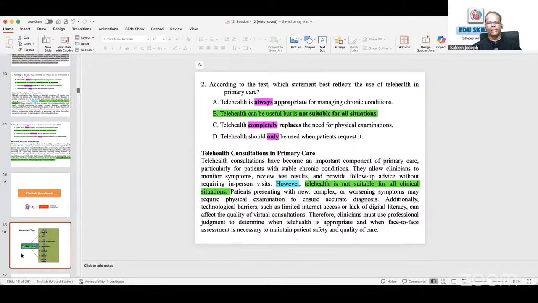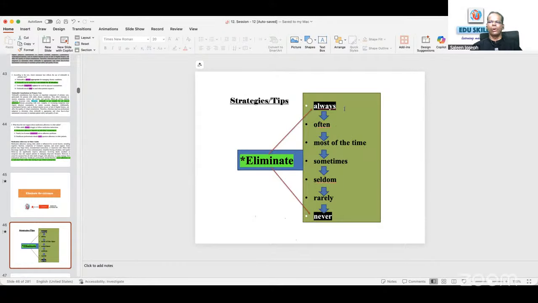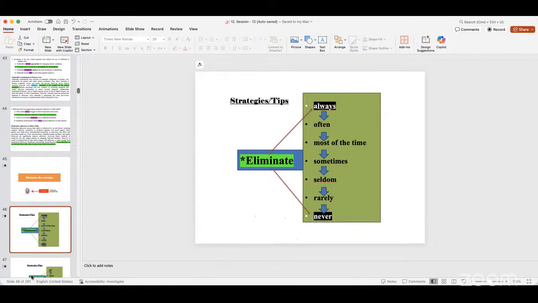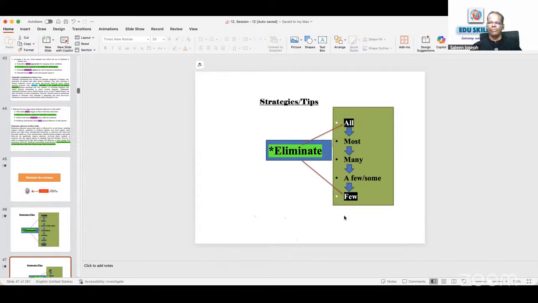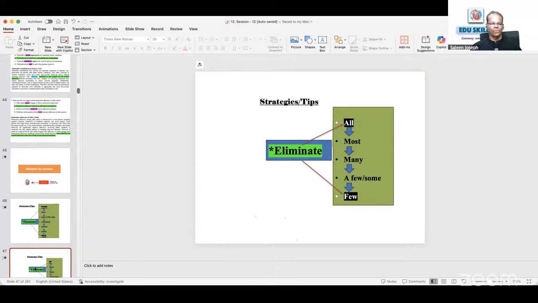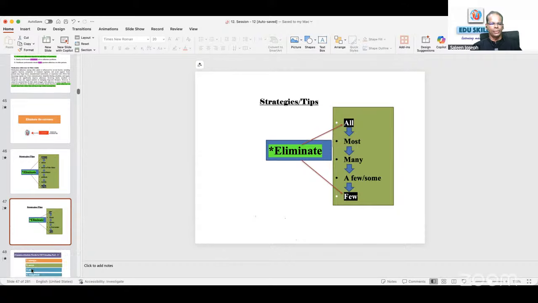For beginners, I'll just show you. See, extremes means always and never, the North Pole and South Pole. Or if you say all and few. What is the opposite of always? Never. Few means 0, all means 100. These are the extreme poles, or the absolute words.